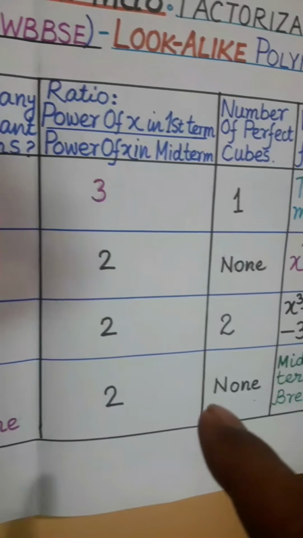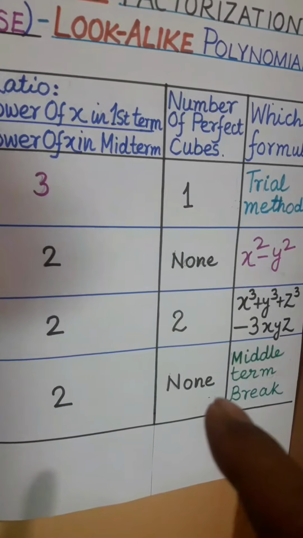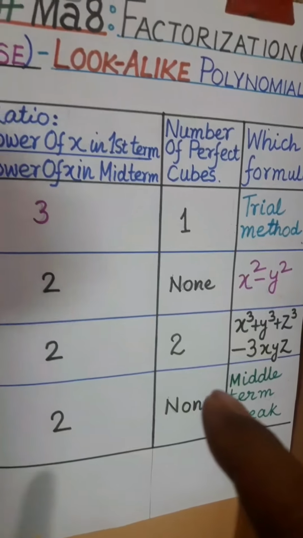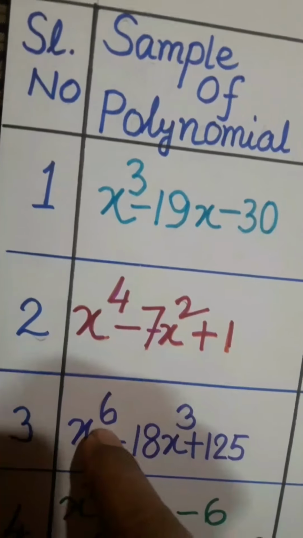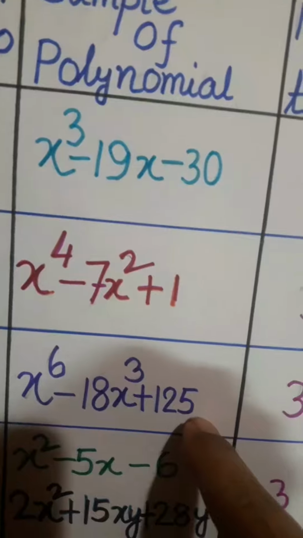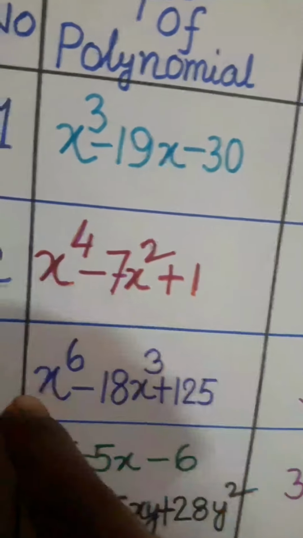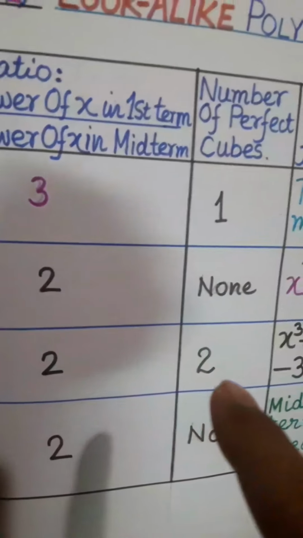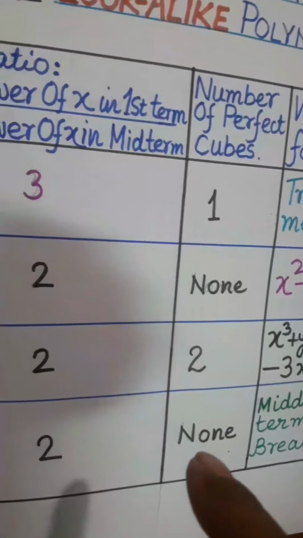Well, in the third one, x to the power 6 is the cube of x square, and 125 is the cube of 5. So there are as many as 2 perfect cubes in the third polynomial. And in the fourth polynomial, there is no perfect cube at all.